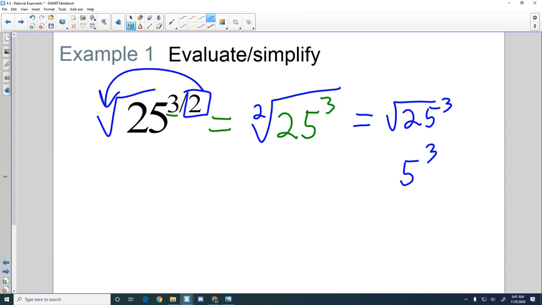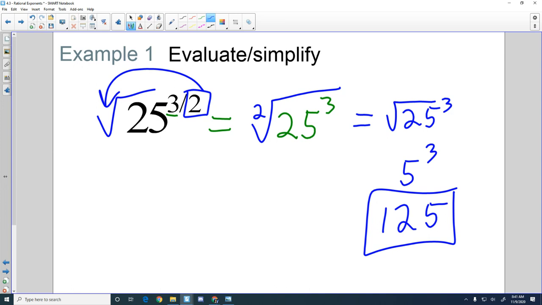So I bet you all can figure out what 5 times 5 times 5 is. And we know 5 times 5 is 25. Then you have to do 25 times 5. And to help you with that, if you have 5 quarters, how much money do you have? $1.25? So that's just 125. So 25 to the 3 halves power is actually 125.